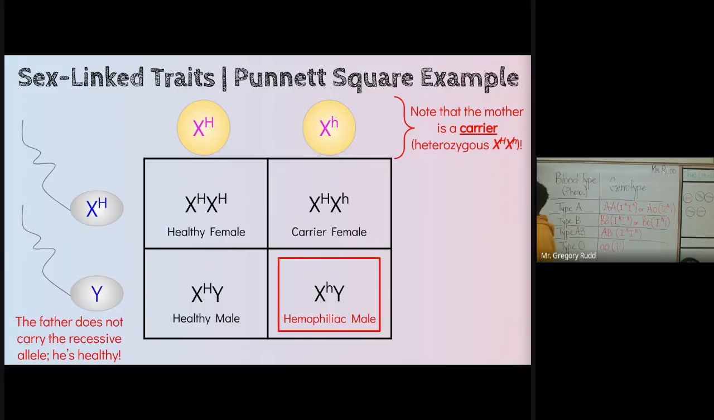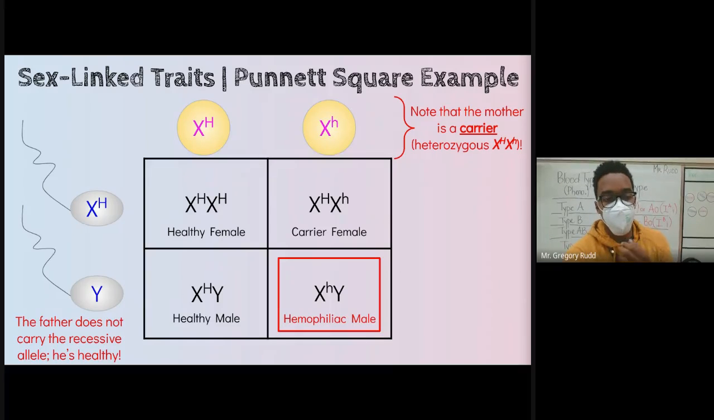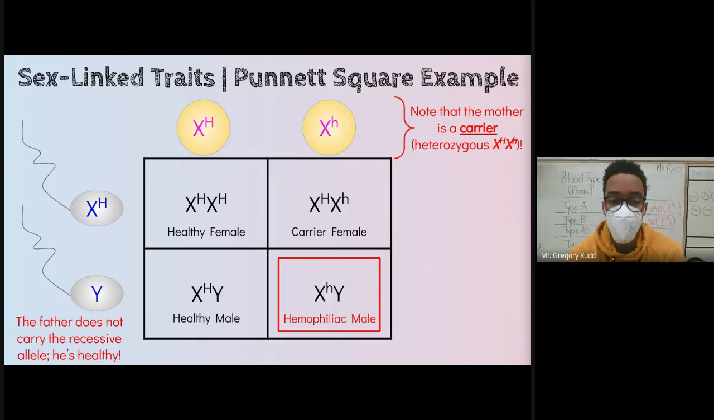Okay. All right, so we filled out this Punnett square with the folks who are here. They did an excellent job. What we find out is that we've got one offspring in the top left that is a healthy female. So there's a 25% chance that they have a healthy female. We've got one offspring in the top right who is a carrier female. So there's a 25% chance that they have a child who is just like their mother, a carrier of hemophilia.